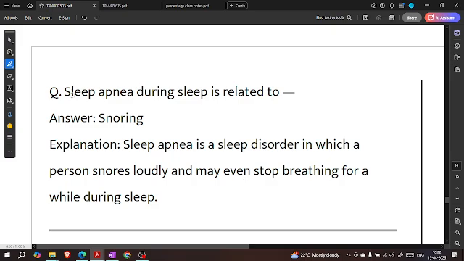Sleep apnea during sleep is related to snoring. Sleep apnea is a sleep disorder in which a person snores loudly and may even stop breathing for a while during sleep.